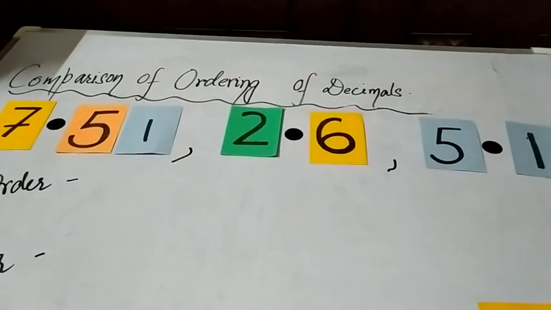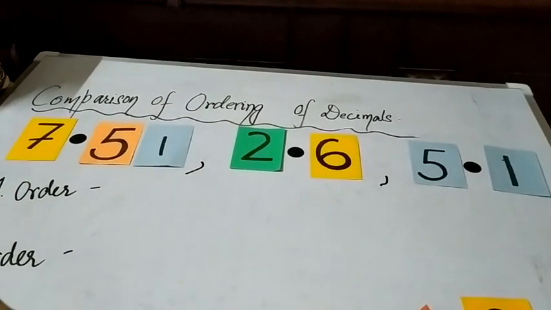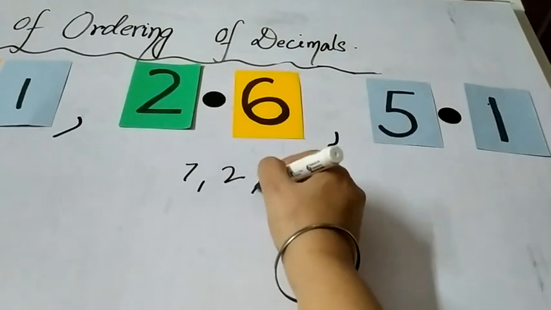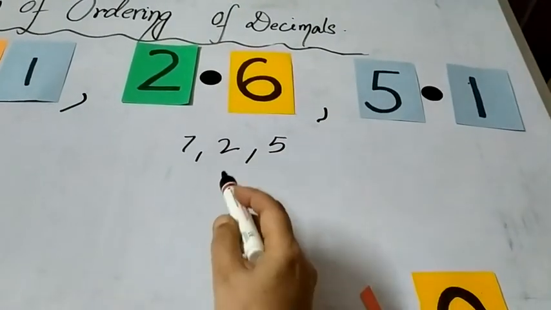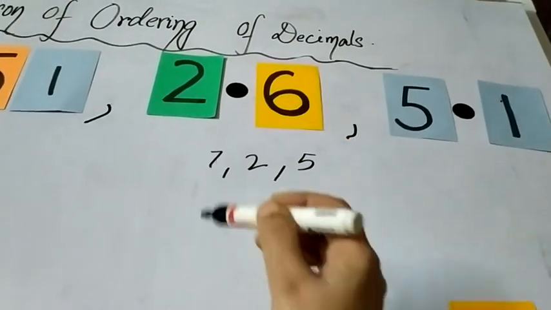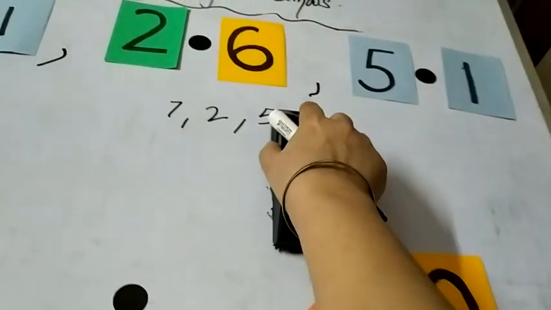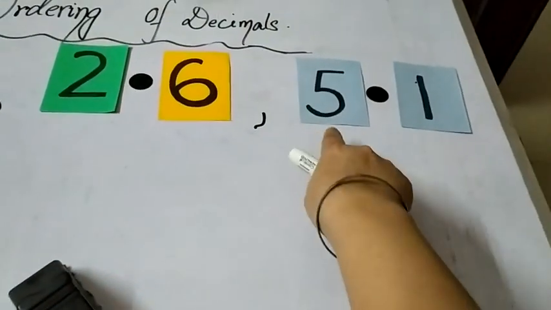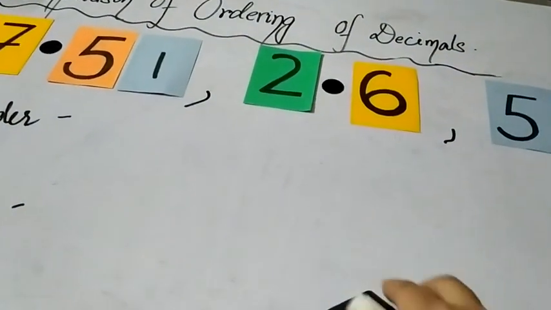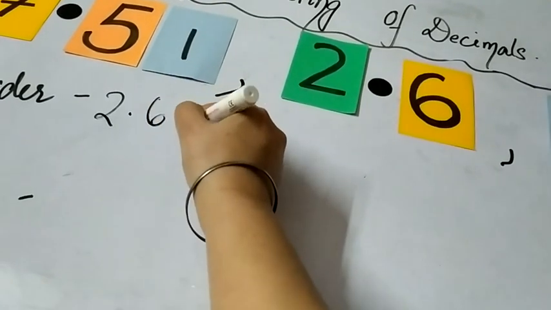So here, while writing ascending order, we know which is the smallest one. Out of 7, 2 and 5, which is the smaller one? This is the smallest one, the second number, having 2. So we will write this number first, and then the number starting with 5, and then the number starting with 7. So this will be my ascending order. 2.6 is the smallest number.